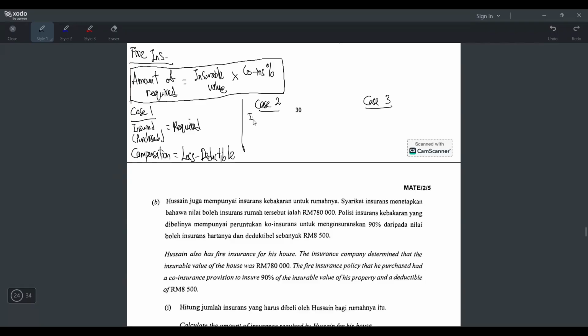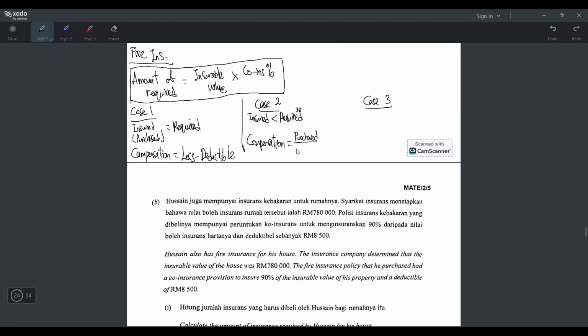Case number 2 is when your insured value, meaning the amount you purchased, is less than the required one. It means you buy less than the required. You must buy this amount but you buy less than it. So your compensation will be lesser.